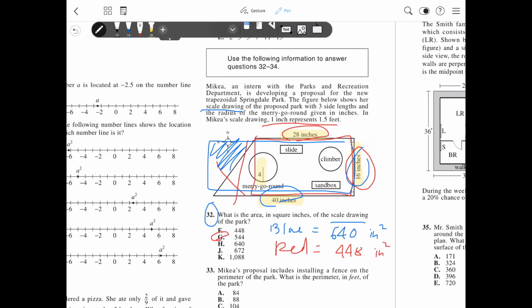So I hope this tip helps you a lot. It definitely does take practice, so I would highly recommend taking as many practice tests as you can and making sure to keep in mind that all of the diagrams on the ACT are scaled, and that will really help you achieve success on your ACT tests.